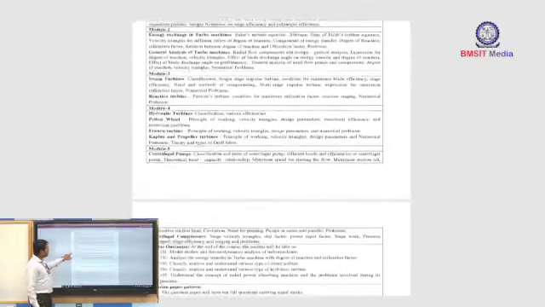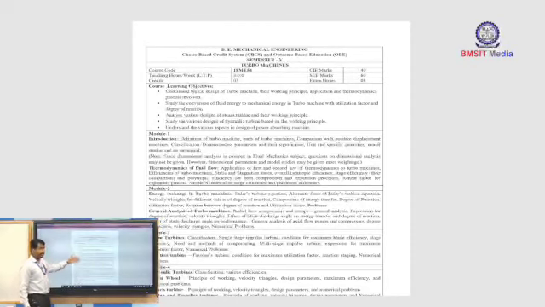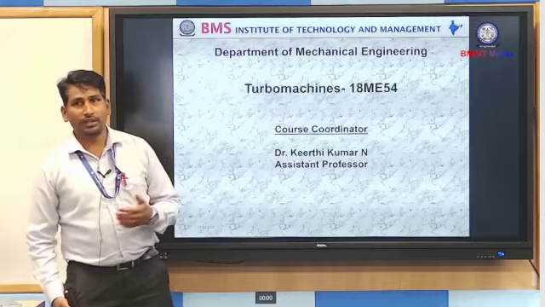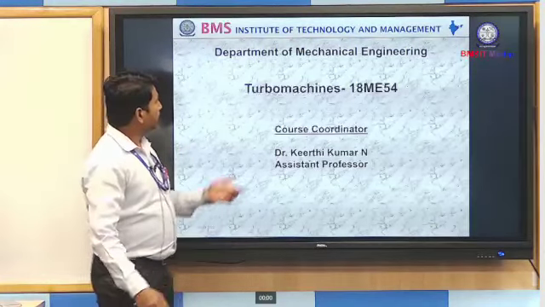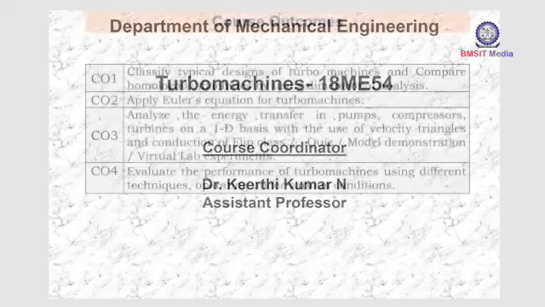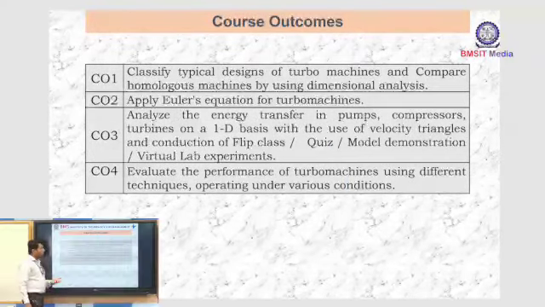Now we'll switch to the contents of each module. Today we'll see module 1, first chapter, that is Introduction to Turbo Machines. Again, I welcome you back to this turbo machines course, where the course title is Turbo Machines and the code is 18ME54. This is the course outcome, where at the end of the course, the students will be able to classify the typical designs of turbo machines.